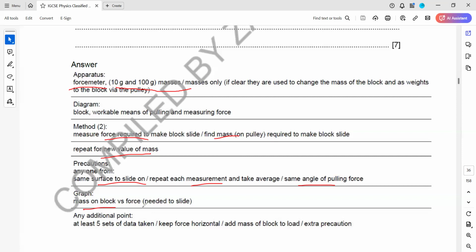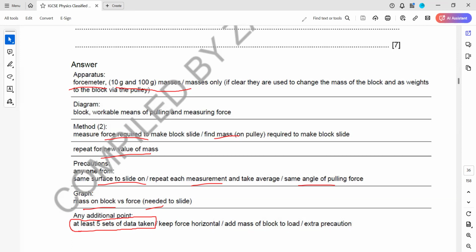And we will plot a graph between mass and force which is needed to slide. Additional, at least 5 sets. This is a very important point: just don't mention repeat experiment, always mention repeat with 5 sets or 3 sets of results.